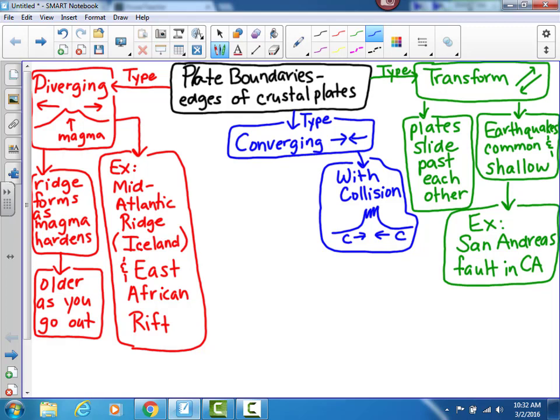What features do we have here? Of course, we have the mountains. An example of a place where that happens, there's actually two pretty famous mountain chains that occurred because of this kind of boundary. The Alps in Europe and the Himalayas in Asia.